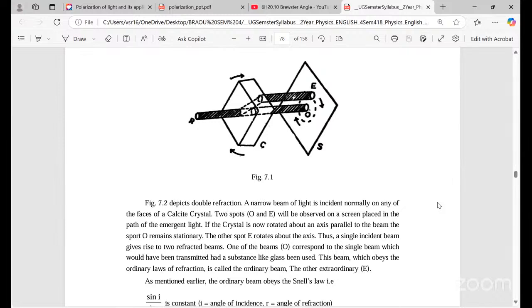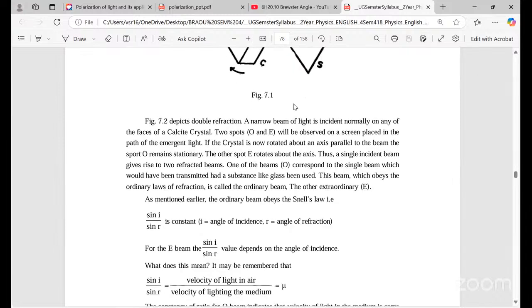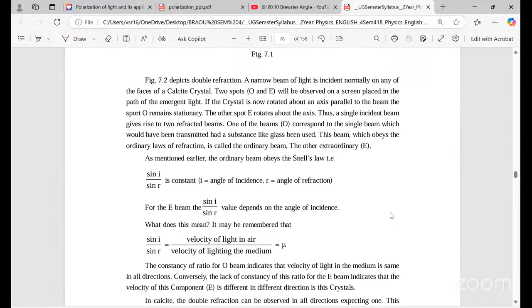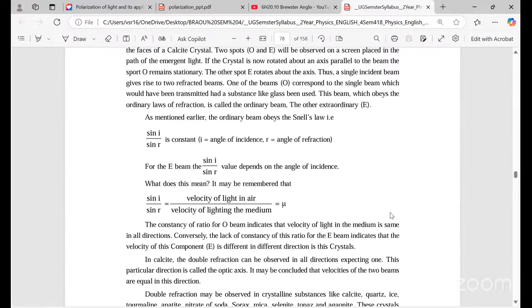So you know pretty well about Snell's law. Snell's law is nothing but mu equals the ratio of the sine of the incident angle to the sine of the refracted angle, that is, sin A by sin R. That is nothing but Snell's law. And for the extraordinary ray, the sin A by sin R value depends on the angle of incidence.